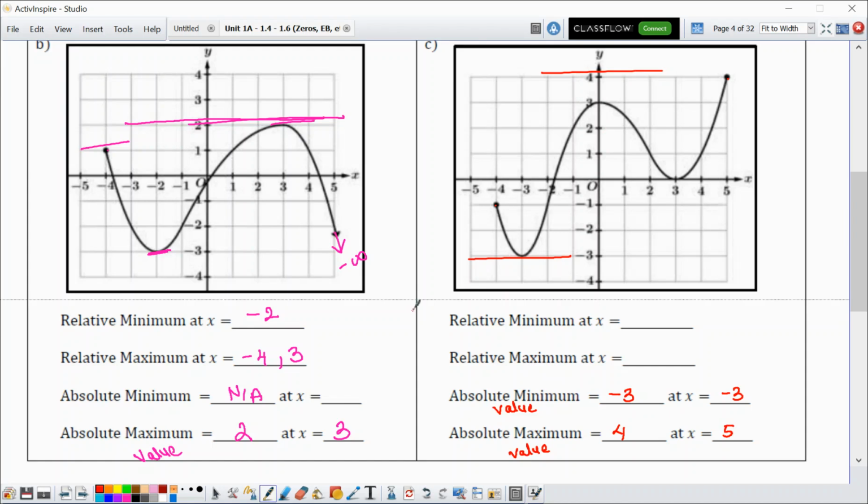So we figured out the absolute first. Now let's talk about the relative. Clearly we have two relative minimums, at negative 3 and 3. And for maximums, we have three, at negative 4, 0, and 5. So two minimums and three maximums. We identify each of them, and we identify the absolute.